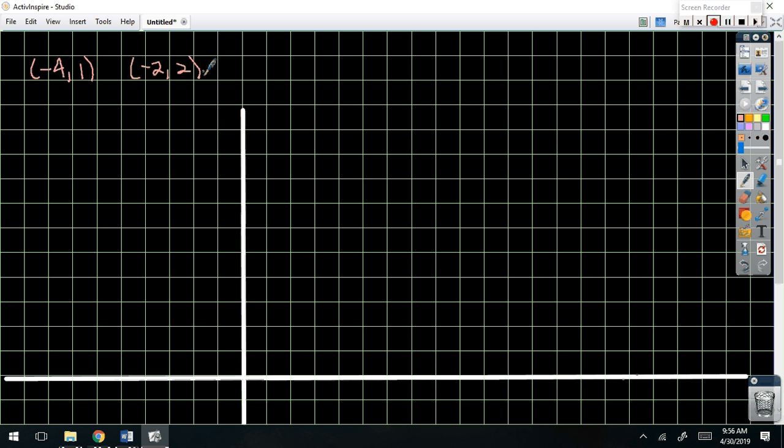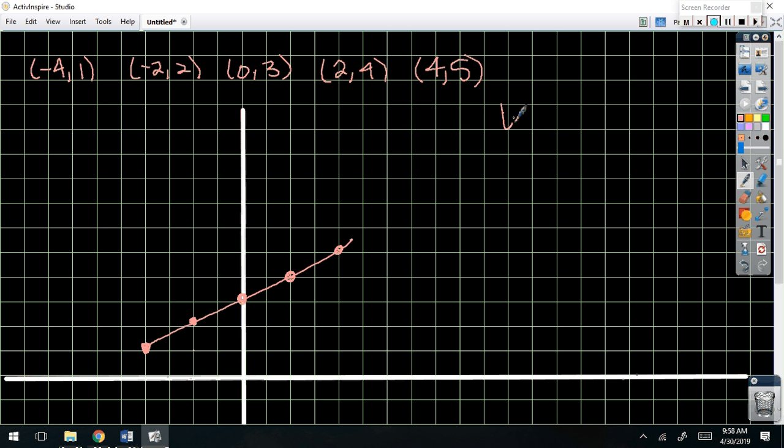Be like, graph these and tell me what you think it is. If it's exponential, if it's quadratic, or if it's linear. I'll give you just a second to graph them. Negative 4, 1. Negative 2, 2. 0, 3. 2, 4. Most of you got this. You already said that it was linear. If I connect those, yes, it is a linear function.